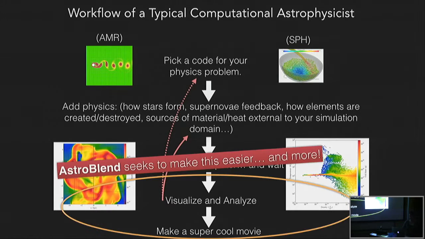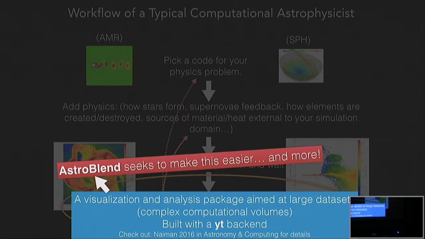Okay, so I'm going to talk about stuff that I've been doing with a project called Astro Blend. Basically, it's a visualization and analysis package aimed at large data sets. This is very biased towards computational stuff, but you can also, in principle, use this with observed data. And it's built with a YT backend. If you want the nitty-gritty details, I think it's actually out and published now. There's a paper in Astronomy and Computing, so you can check that out.